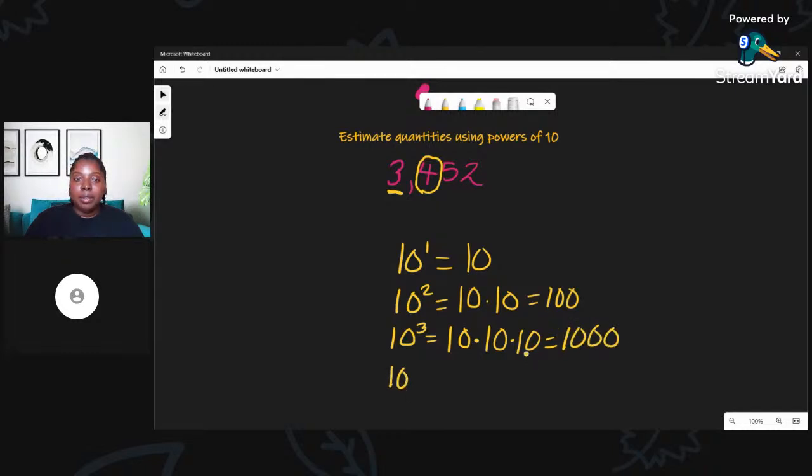And then 10 to the fourth. So we have 10 to the first power. What do you notice? There's a pattern going on. You're just adding zeros. When we have 10 to the second power, how many zeros are there? 2. When we had 10 to the third power, how many zeros were there? 3. And 10 to the fourth power, how many zeros? 4. There you go.